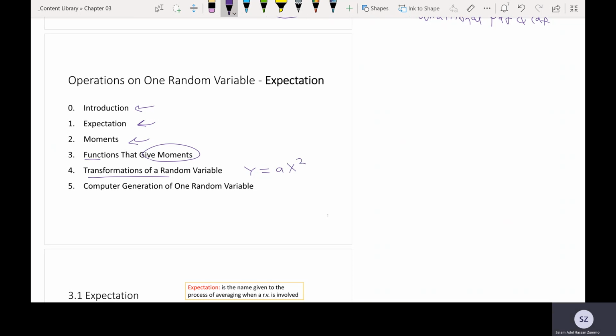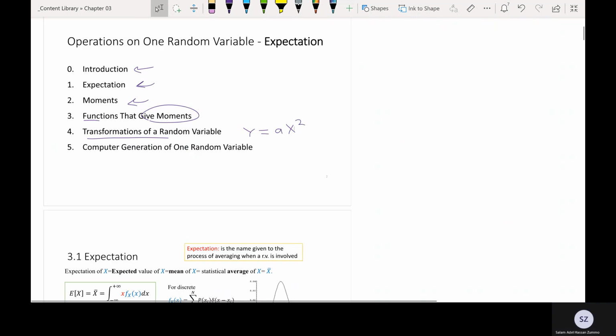Okay, now y is a random variable, x is a random variable. I know the statistics of x, I know the PDF and CDF. What are the PDF and CDF of y? My interest. Okay, and basically the last one is kind of optional.